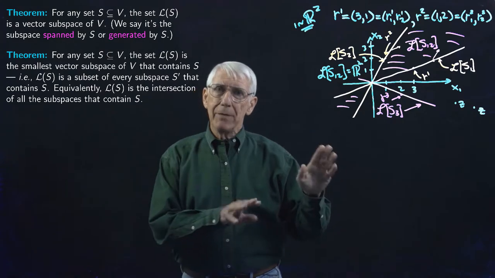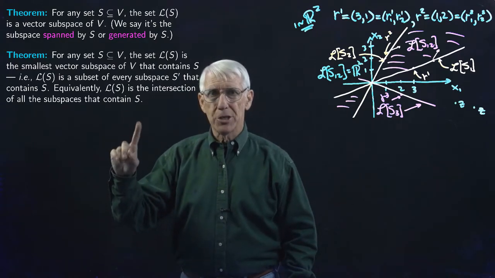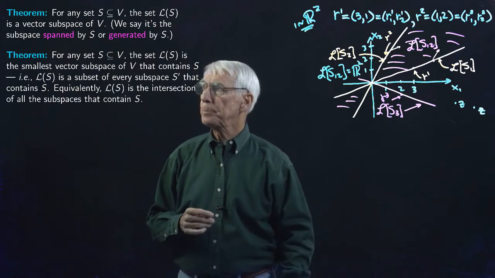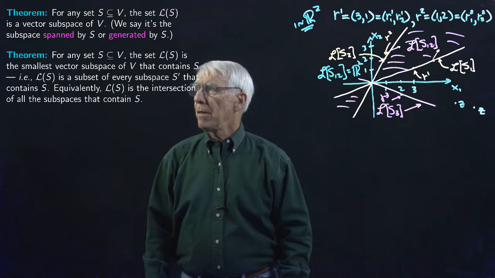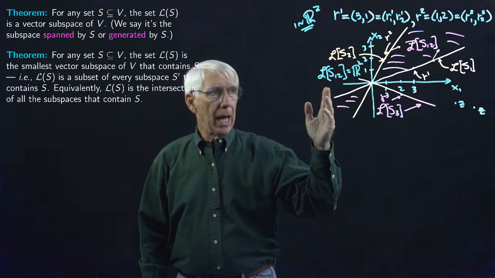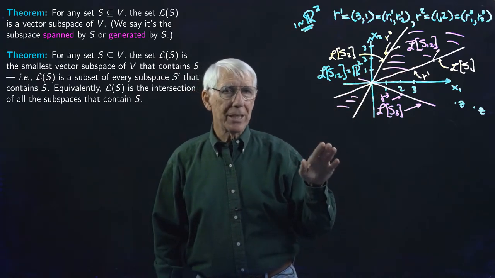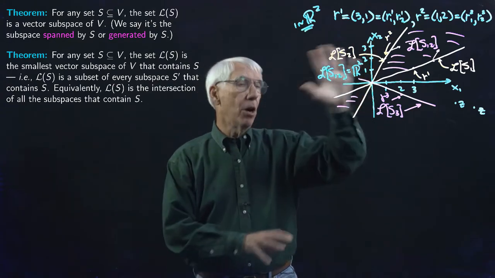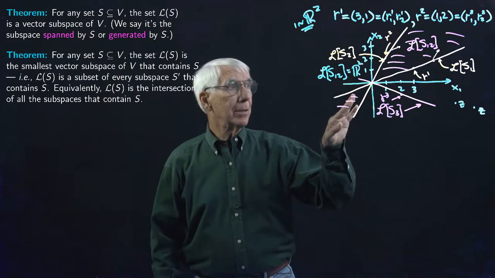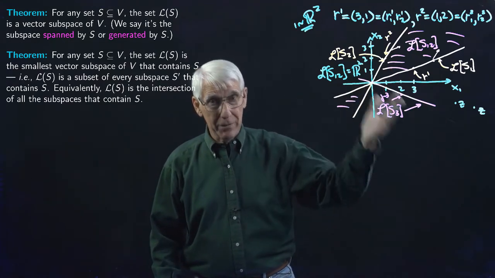So that gives you a better feel, I think, for what this theorem is saying, that the span is the smallest subspace containing the underlying set S that generates it. And you can also see that if I look at any subspace that contains S1, just the line through R1, well, there's only two, the line and all of R2, and L of S is a subset of both of those subspaces. It is one of the subspaces, and in fact a subspace of the other subspace.